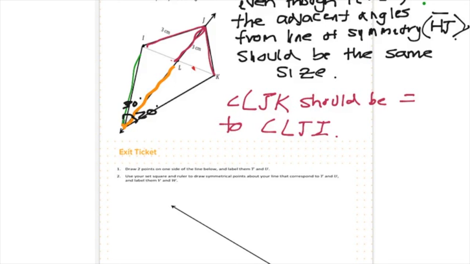All right, now you are moving into your exit ticket. Follow these directions and you are going to show us your work when you come to office hours. Again, make sure they are symmetrical over the line of symmetry, and I will see you in office hours.